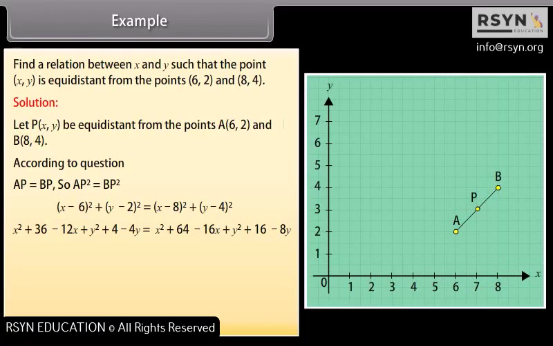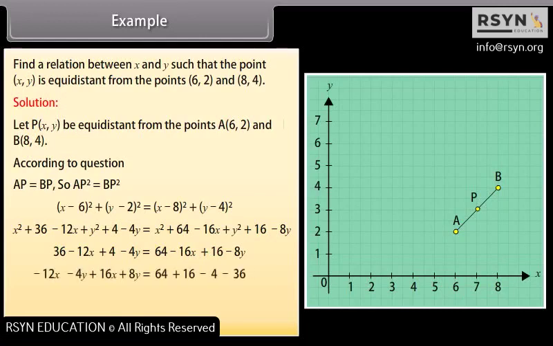By calculating it, we get x square plus 36 minus 12x plus y square plus 4 minus 4y equals x square plus 64 minus 16x plus y square plus 16 minus 8y, which is equal to 36 minus 12x plus 4 minus 4y equals 64 minus 16x plus 16 minus 8y, which becomes minus 12x minus 4y plus 16x plus 8y equals 64 plus 16 minus 4 minus 36, equal to 4x plus 4y is equal to 40, which is equal to x plus y equals 10.